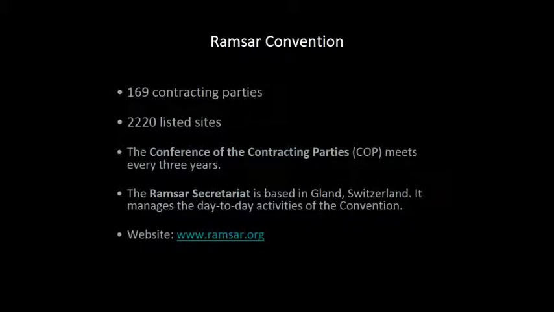There's 169 contracting parties, so bear in mind, as we said yesterday, 193 countries are members of the UN. You could add a few for countries that are real countries but not UN states, but 193 to 196 countries in the world. This is a very, very popular convention. Virtually all countries have signed up to it, 170 out of 190 odd. Over 2,000 listed sites. The Conference of the Contracting Parties, the COP, meets every 3 years, and the Ramsar Secretariat is based in Gland in Switzerland, and it manages the day-to-day activities of the convention. And you've got ramsar.org is its website, a fantastic website.